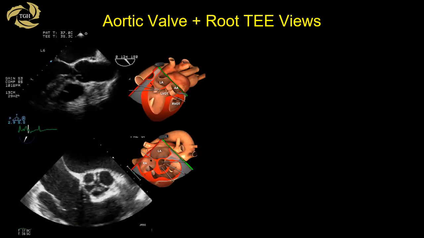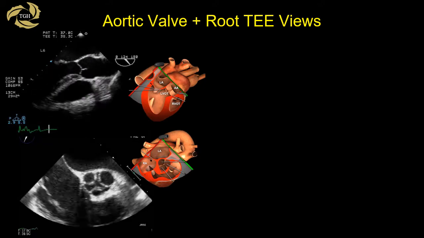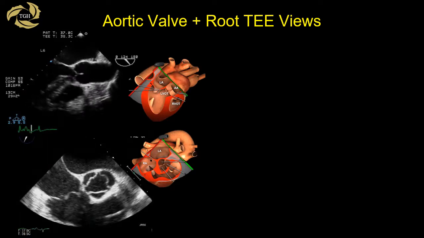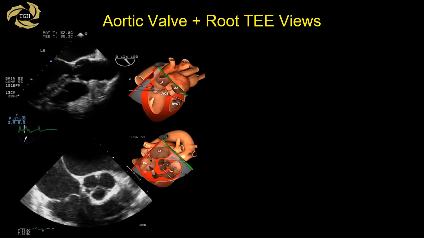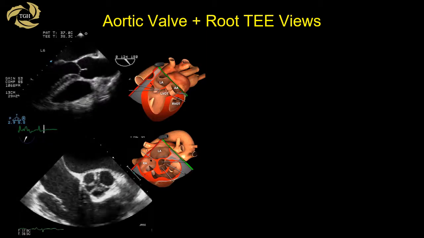We are all familiar with the standard TEE views to image the aortic valve, including the mid-esophageal aortic valve short axis, mid-esophageal aortic valve long axis, transgastric long axis, and deep transgastric views for spectral Doppler alignment.